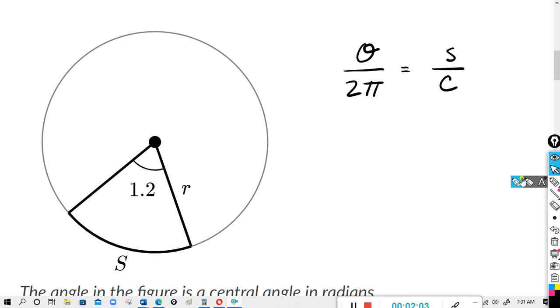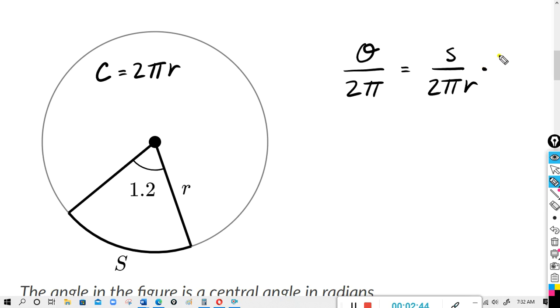So we have our ratio and proportion here. Okay, theta over 2 pi equals arc length S over circumference C. Now, we know that the formula for circumference equals 2 times pi times r. So I'm going to plug that in place of C. Okay, instead of C, I'm going to write 2 pi r. All right, and if you'll notice, we have 2 pi in both of these denominators. So we can get that to drop out.